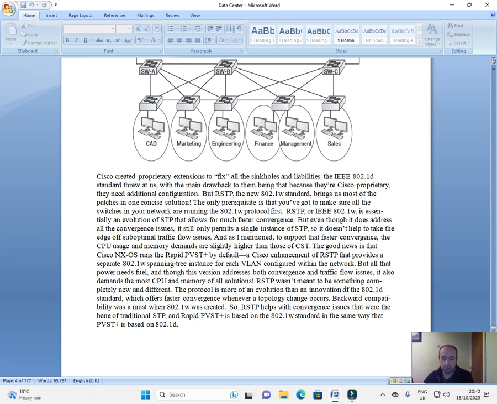RSTP wasn't meant to be something completely new and different. The protocol is more of an evolution than an innovation of the 802.1D standard, which offers faster convergence whenever a topology change occurs. Backward compatibility was a must when 802.1w was created, so RSTP helps with convergence issues that were the bane of traditional STP, and Rapid PVST Plus is based on the 802.1w standard in the same way that PVST is based on 802.1D.